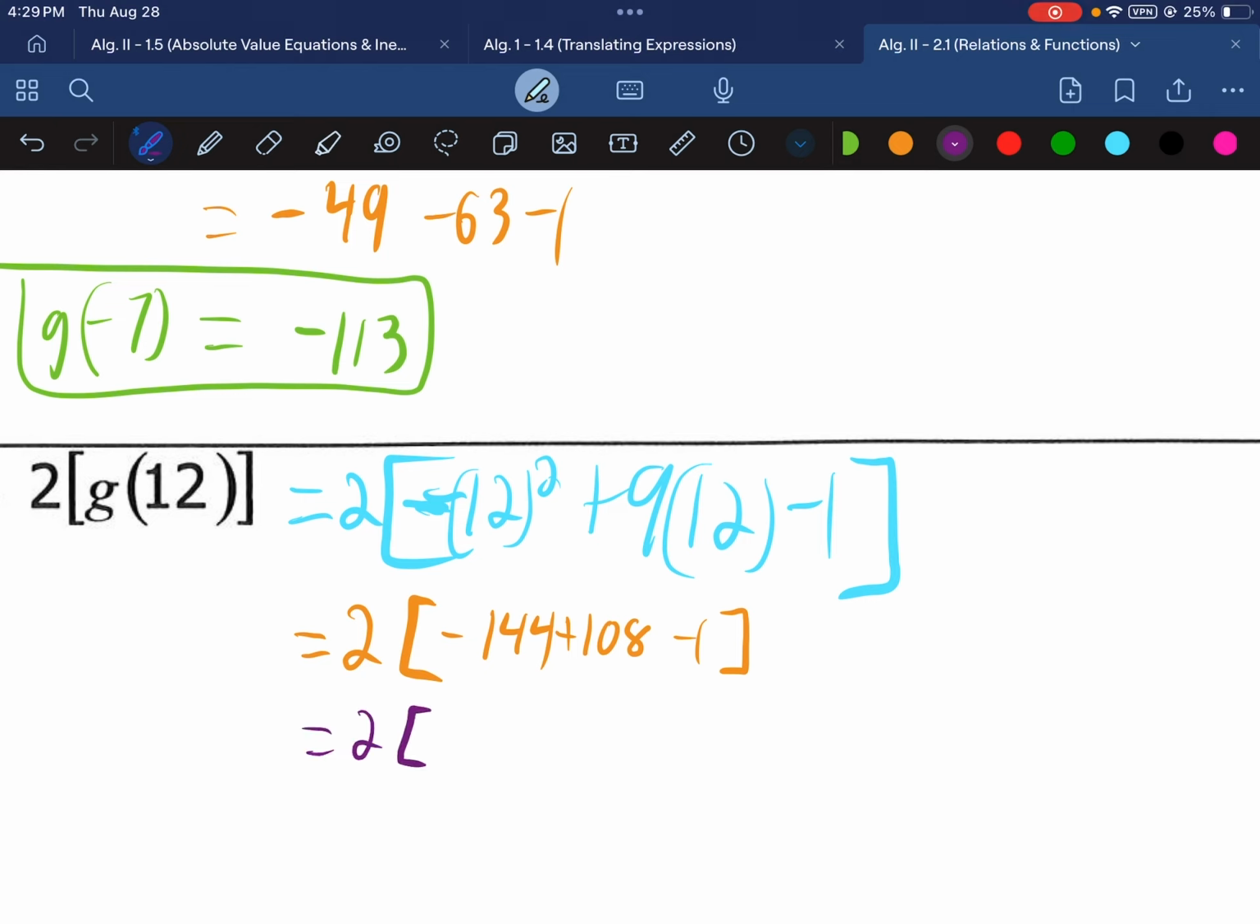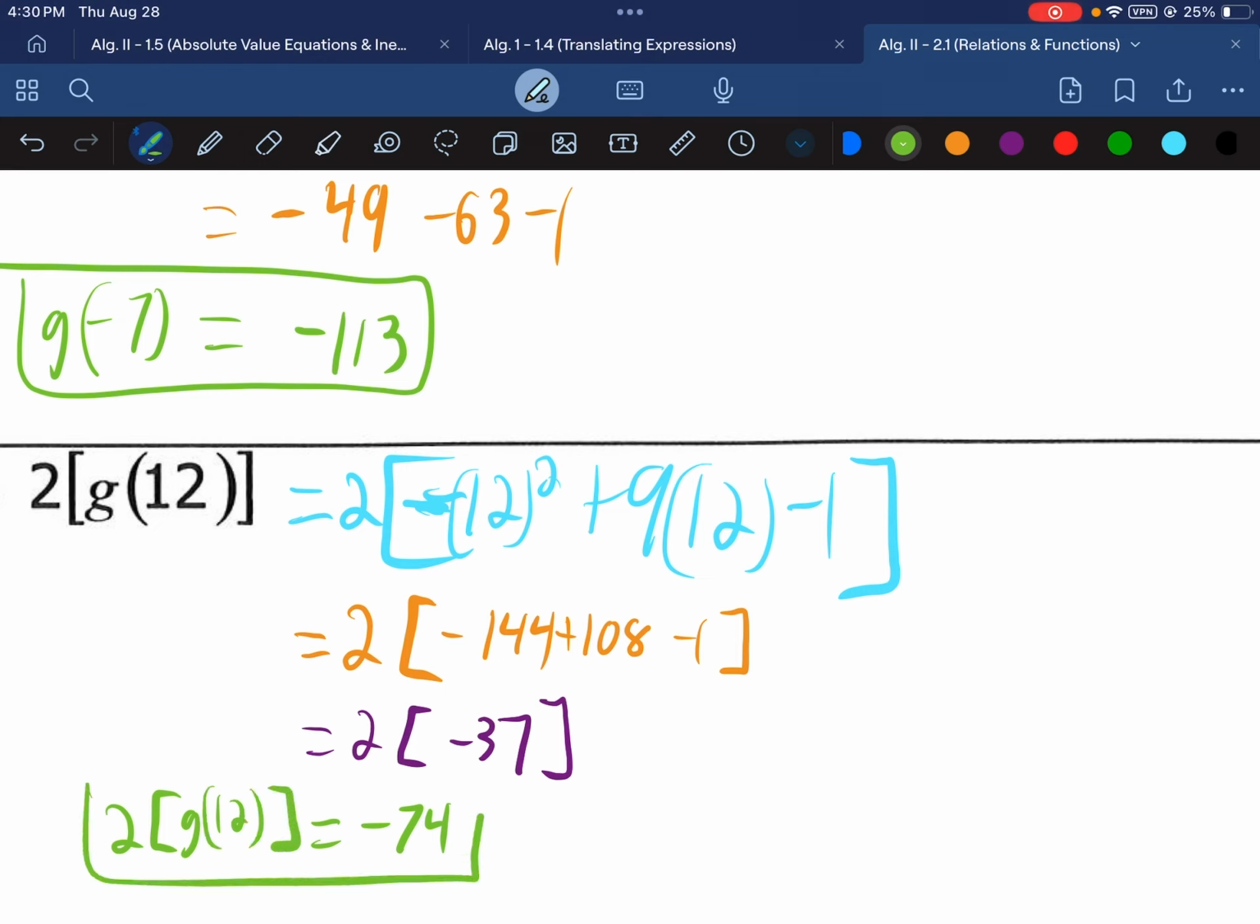Inside that bracket, we end up getting the resulting number as -37 when we combine those three numbers. And now, as I do 2 times -37, I get -74. So 2 times g of 12 is -74. And I write my result once again just like that, with the left side looking as I wrote it there.